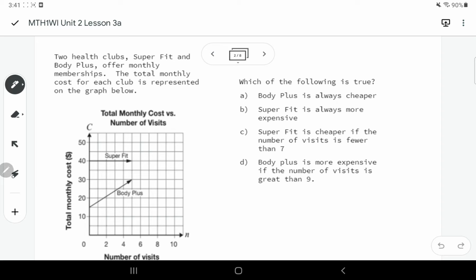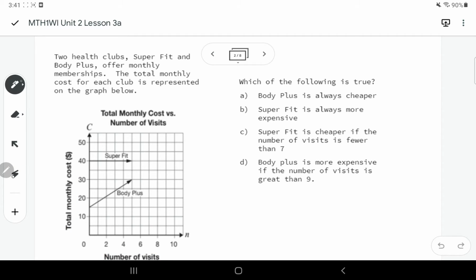So the first example here is just a multiple choice question, just taking a look at this graph. Two clubs, Superfit and Body Plus, offer monthly memberships. The total monthly cost for each gym is represented on the graph below. So we see that up and down we have monthly cost, and across we're looking at number of visits.